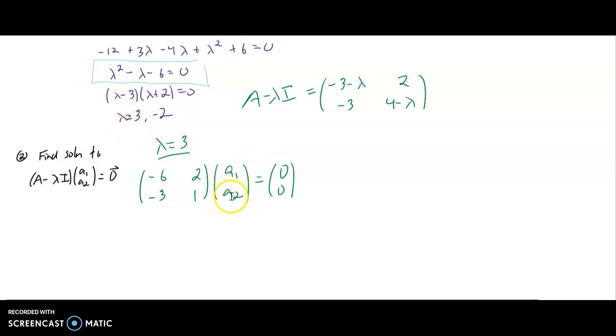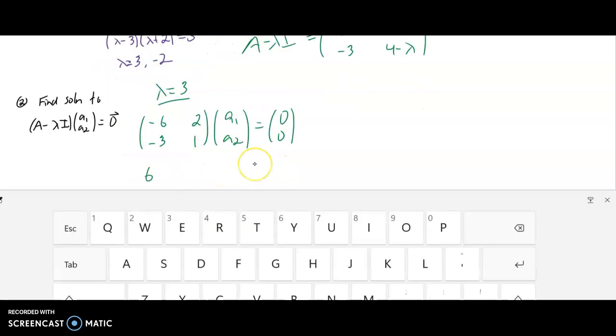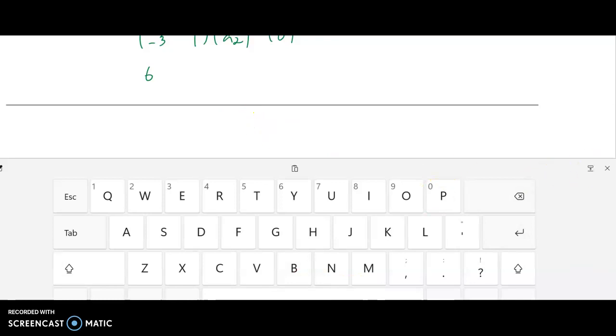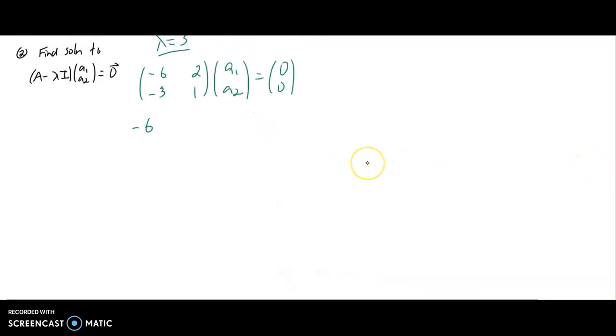What do I need a1 and a2 to be so that when I multiply across, negative 6 a1 plus 2 a2 equals 0, and then also negative 3 a1 plus 1 a2 equals 0. So what's called the trivial solution is a1 and a2 equal to 0, but that doesn't help us because it doesn't give us a solution to this differential equation.